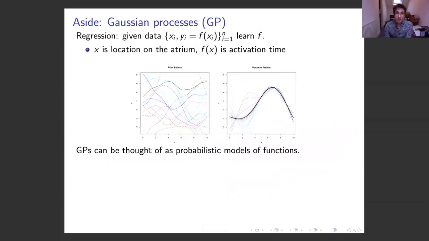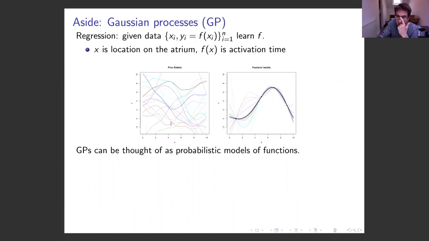So I'm just going to spend a minute or two talking about Gaussian processes. We're given data here that are locations, which are x, on the manifold, and times, which are called y here. We want to know the function that gives the time for a given location x. So one way of doing interpolation is via Gaussian processes.